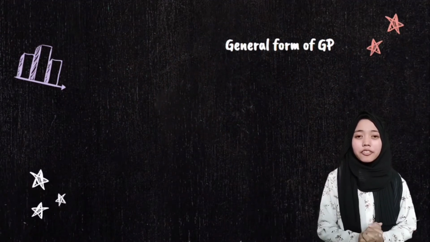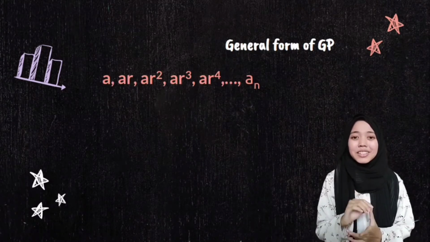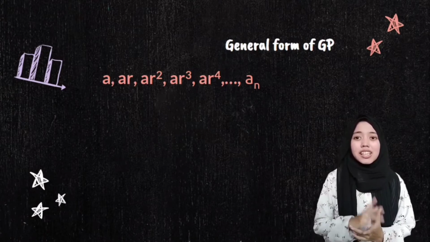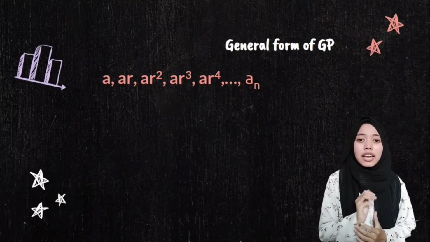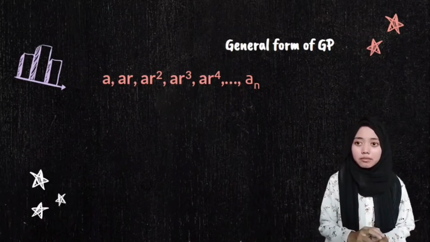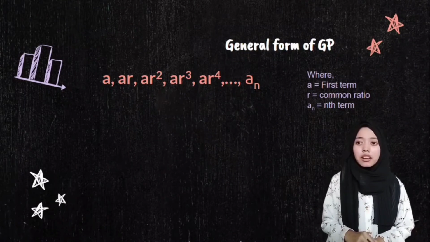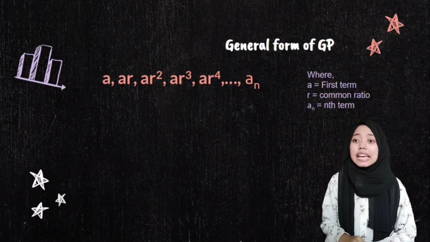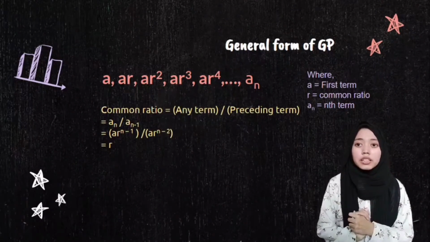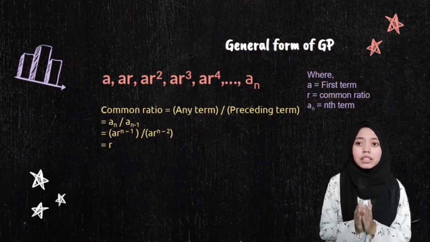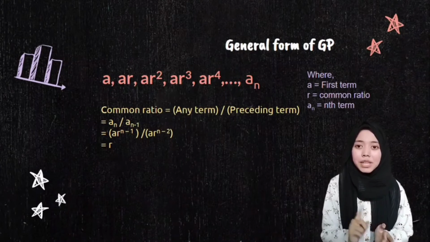The general form of geometric progression is a, ar, ar squared, ar to the power of 3, and so on until an, where a is the first term, r is the common ratio, and an is the nth term. We get the common ratio from any term divided by the preceding term, so an divided by an minus 1.